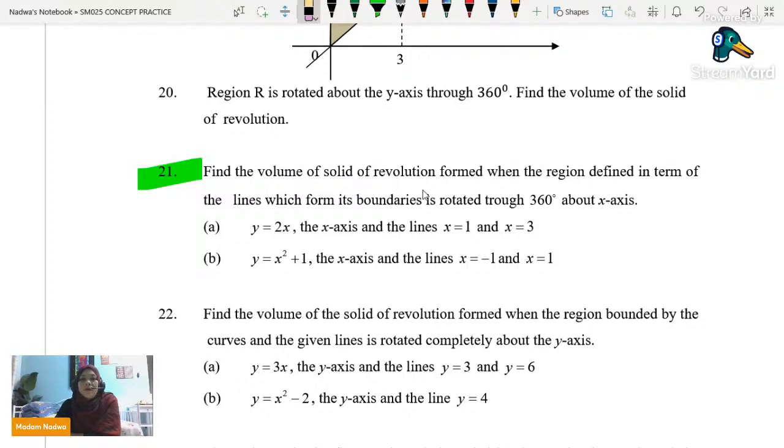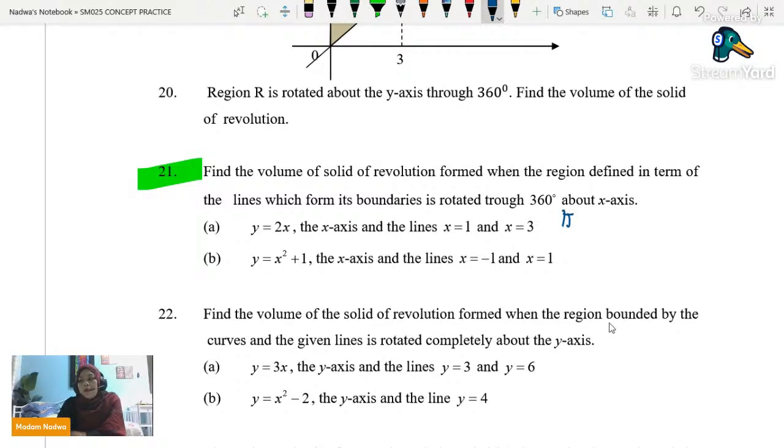So dia sebutlah the line. Okay, in terms of the line. So dia merujuk kepada function yang dia bagi dekat situ lah. Which form its boundaries. Tadilah saya kata boundaries tu kan maksudnya sempadan. So samalah dengan bounded. Dia dilingkupi oleh kawasan tersebut. So jangan pening-pening. Yang penting dia sebut kat sini ni true 360 degrees. So bila kita tahu nampak 360 degrees, so kita tahu formula yang kita nak gunakan untuk volume nanti adalah pi. Pi lah. Okay.